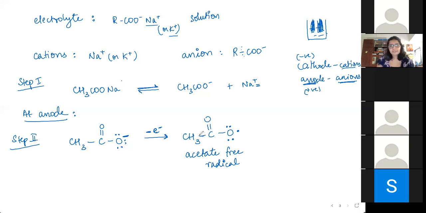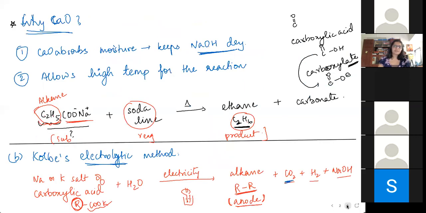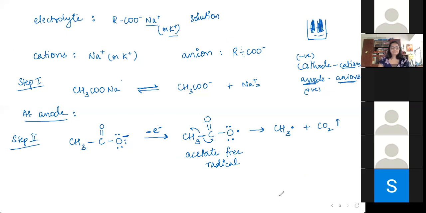Homolytic fission means the pair of electrons are going to be shared equally. So एक electron इसमें जाएगा, दूसरा electron will go towards this, and this in turn is going to change into a methyl free radical and carbon dioxide, which will escape, which is one of the byproducts over here. That's how you get carbon dioxide. Okay, so all of this is happening at the anode.